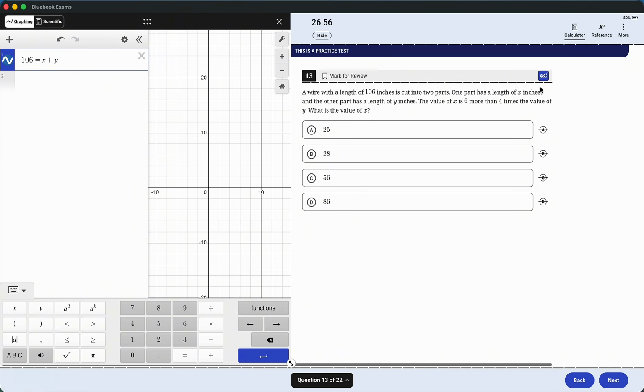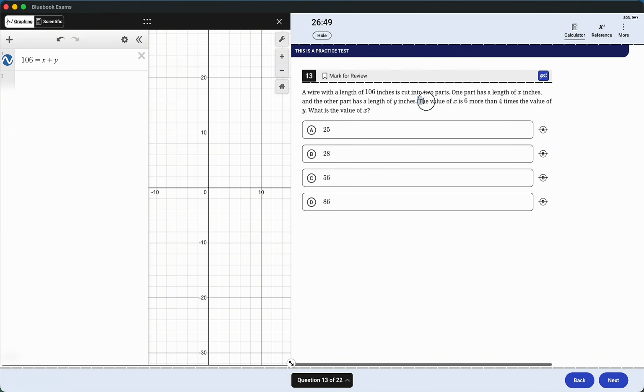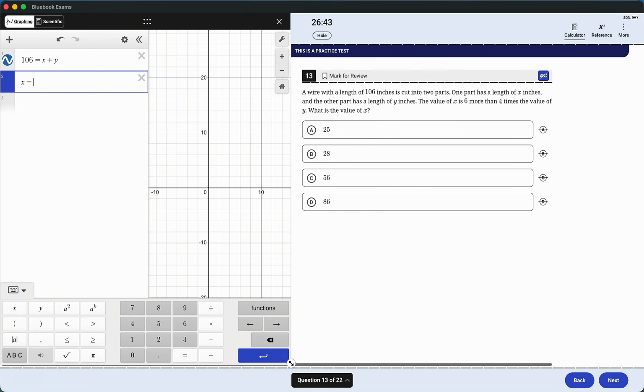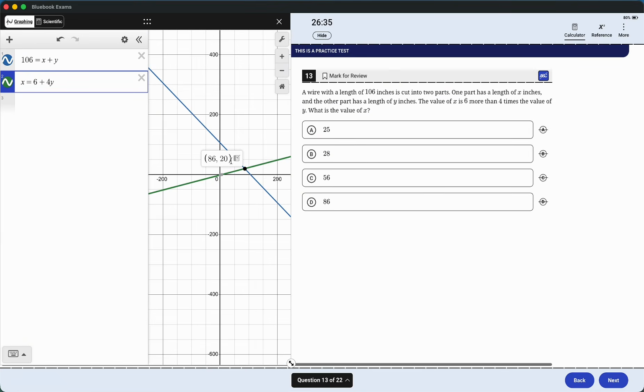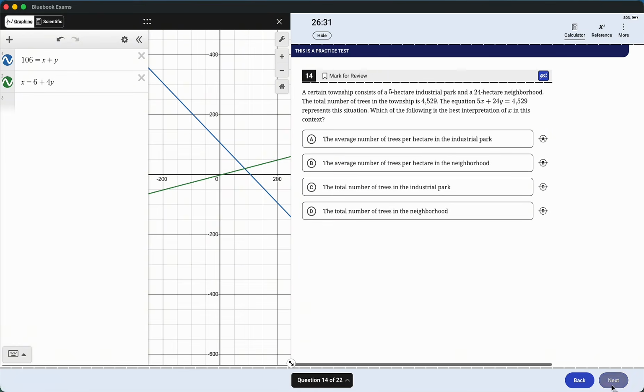Now it says one part is x inches and the other part is y inches. That's the same equation we got there. And now the third sentence gives you the other equation. You literally have to translate it. x equals 6 more than 4y, right? You see, I got my 2 equations just like before. Any system you put in, you can click on their intersection point. They want to know x, 86, we move on.